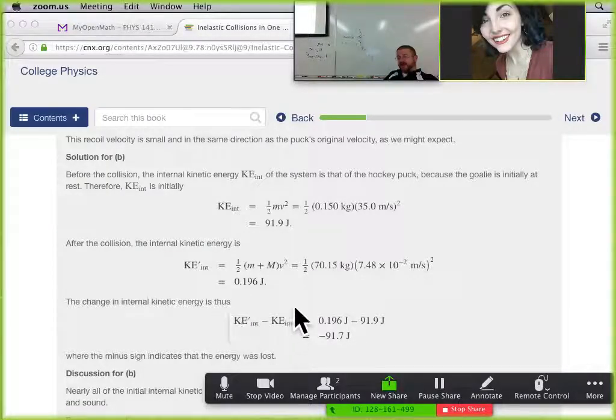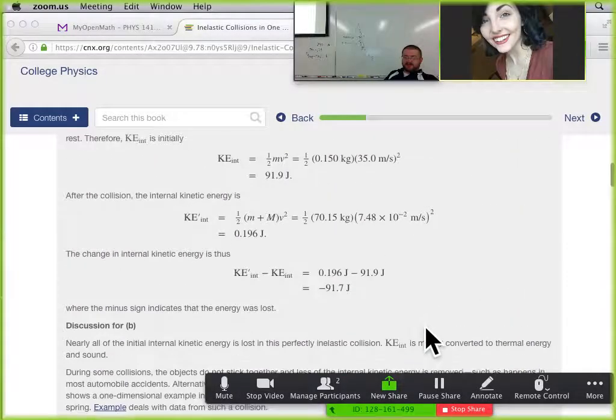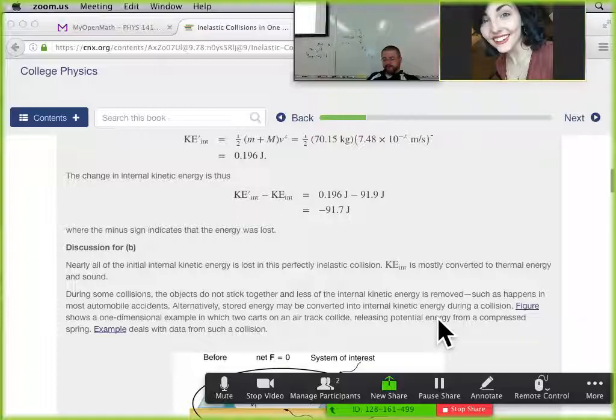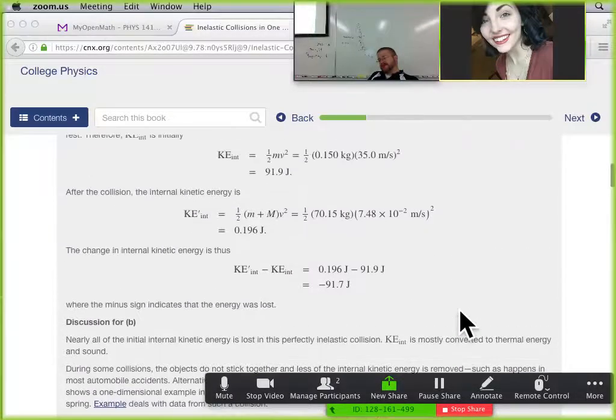We take our final kinetic energy and our initial kinetic energy, take the difference, 0.196, 91.9, and you get a 91.7 joule kinetic energy difference. It's like a 99% loss of kinetic energy or something like that. And where does that kinetic energy go? How is that kinetic energy lost?